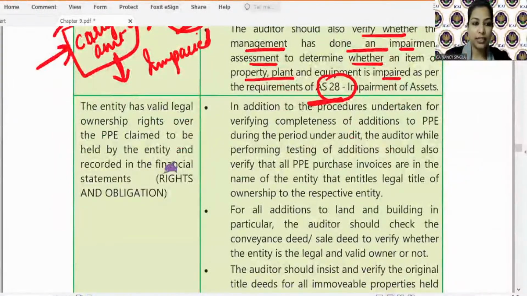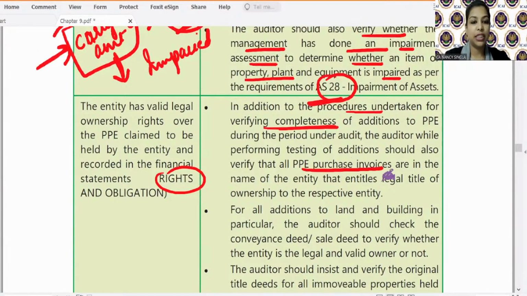With respect to rights, in addition to the procedures undertaken with respect to completeness, whatever audit procedures were performed for the completeness assertion, these are the additional procedures that will be performed along with those procedures.